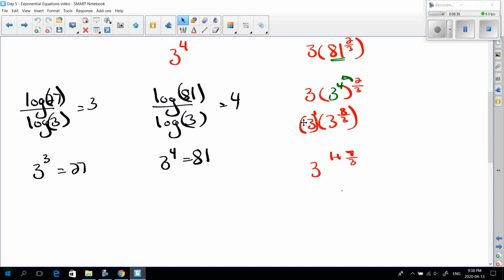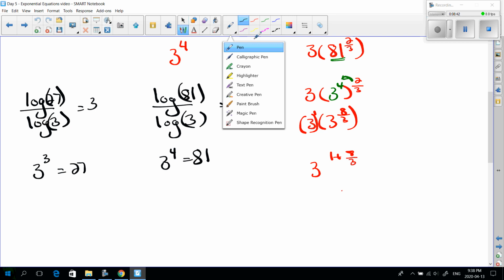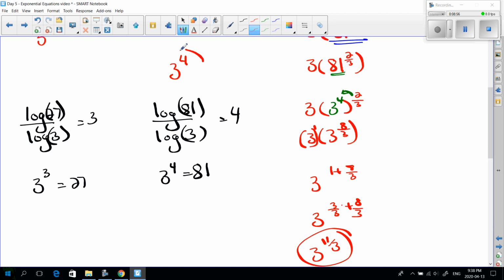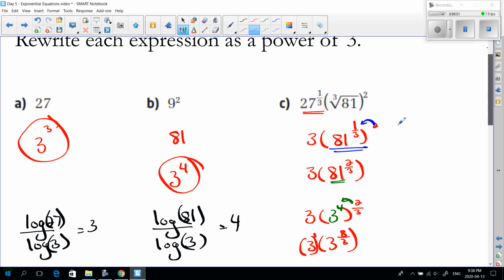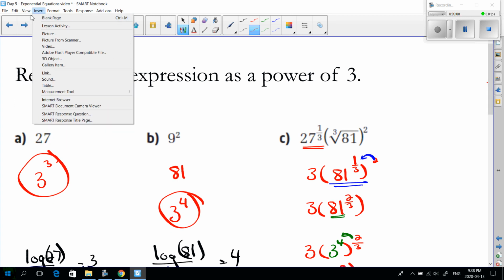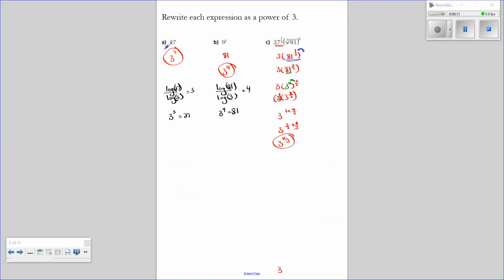So back at this, 3 to the 1 plus 8/3. That's 3/3 plus 8/3. So 1 over 1 would be 3 over 3, plus 8 over 3 gives me 3 to the 11/3. Not a nice exponent, but that's the answer nonetheless. It wanted me to write all of these expressions with a power of 3. And there they are.